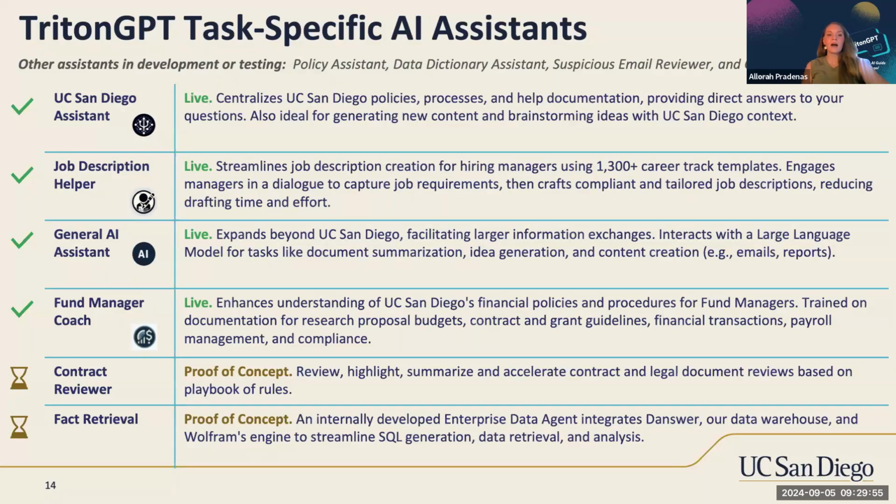We also have the job description helper, which is also a really wonderful tool that I personally have used quite a bit because it's trained on all of our position career tracks templates. And what that does is it allows a hiring manager, let's say they're going to hire for a position, they need to rewrite a position description, and it walks the hiring manager through a series of questions to help write that position overview. It's incredibly efficient, incredibly fast.